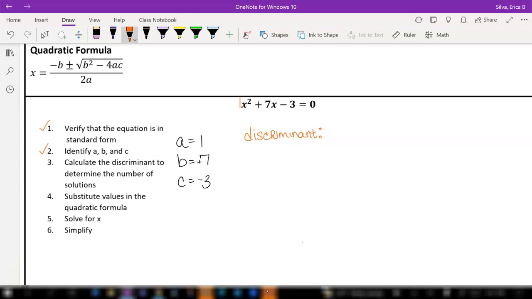We've got our discriminant. We're going to write down the equation, which is b squared minus 4ac. Wherever we see the variable, we're going to put parentheses around it. We're going to put b here, a, and c. So our b is 7, our a is 1, and our c is negative 3.